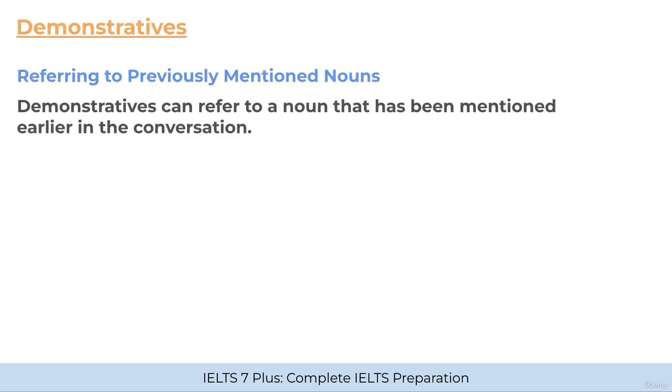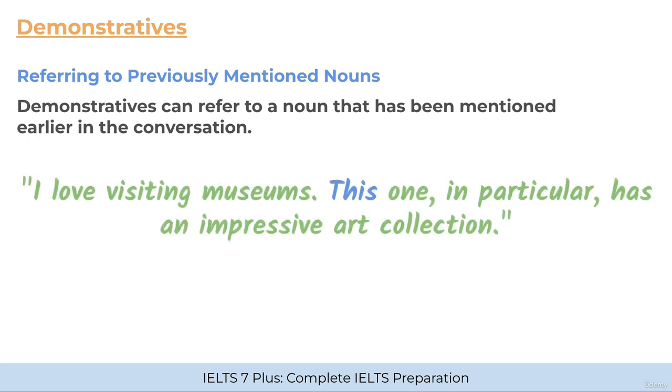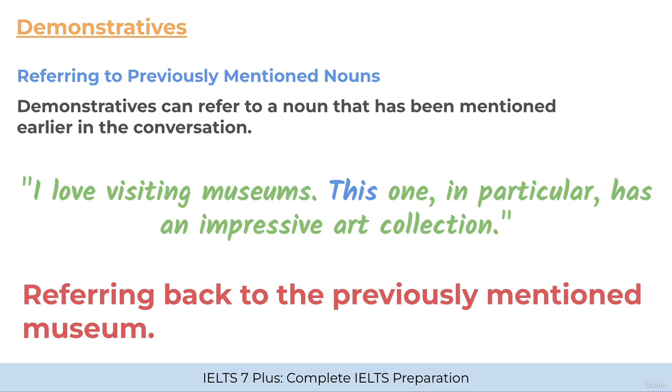And also, as we've talked about, you can refer back to previously mentioned nouns. So you could say, I love visiting museums. This one, in particular, has an impressive arts collection. So you're referring back to the previously mentioned museum here, or the fact that you love visiting museums in general. And maybe you've mentioned one in particular that you're now referring to.